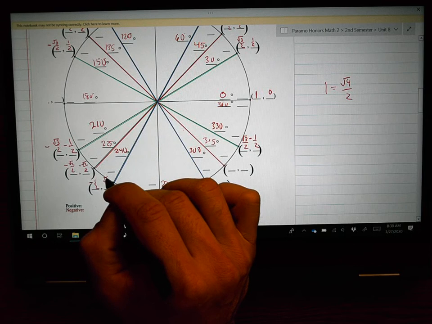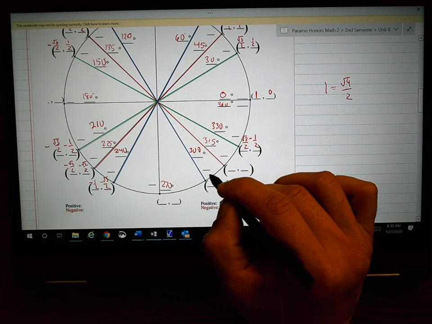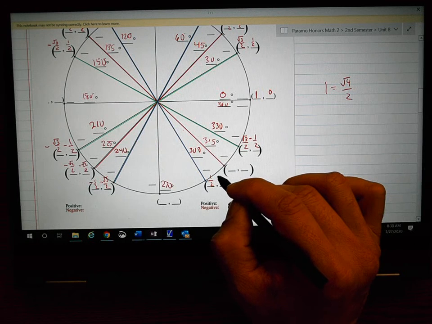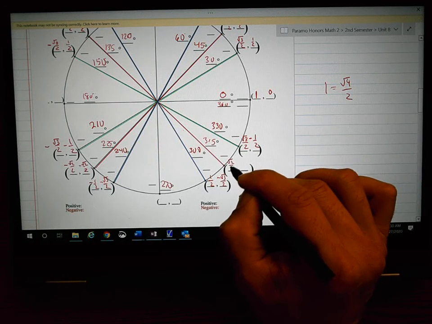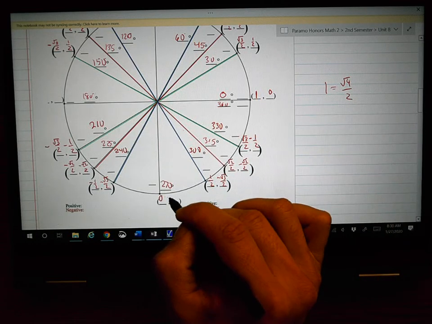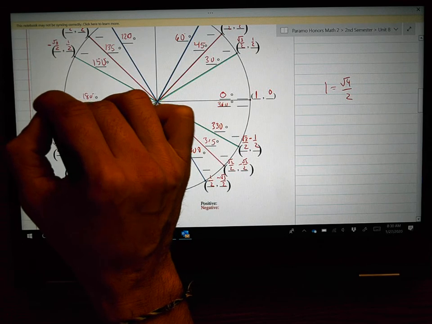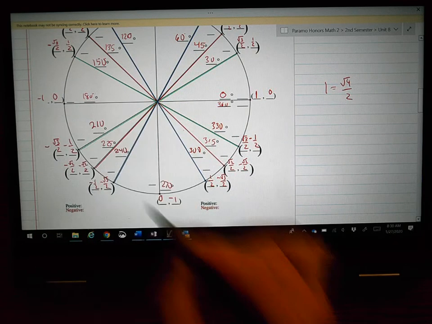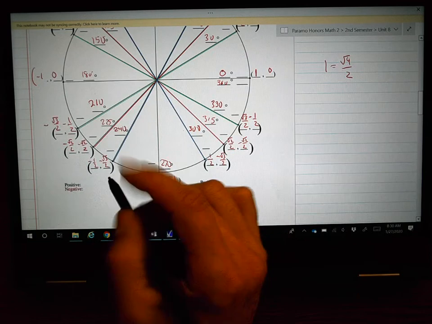negative root 3 over 2. Over here, same thing, 1/2 positive, negative root 3 over 2, root 2 over 2, negative root 2 over 2, and 0, negative 1, because we went down 1 unit, to the left 1 unit, 0 units up. Did I do the other one? I did. What's positive here?